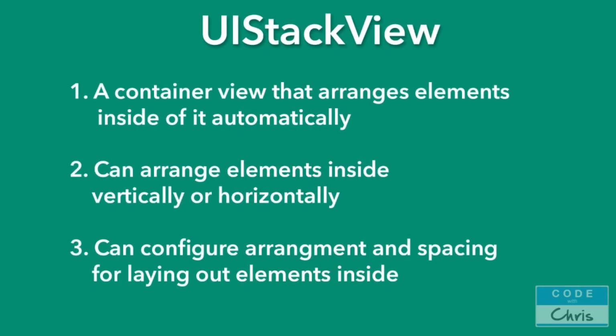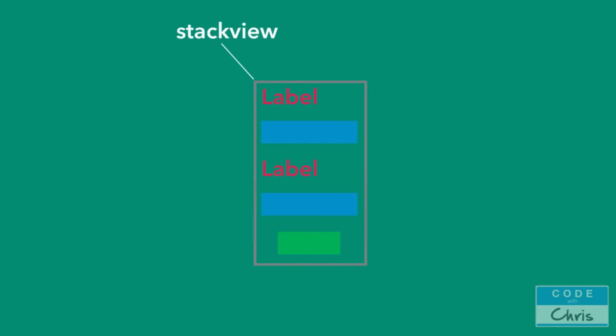There's an easier way. The stack view is a container view. It can contain other elements. So instead of putting all of these labels, text fields, and the button into our view directly, we're going to put them into the stack view so that the stack view contains all of these elements, and then we're going to place the stack view on the view.